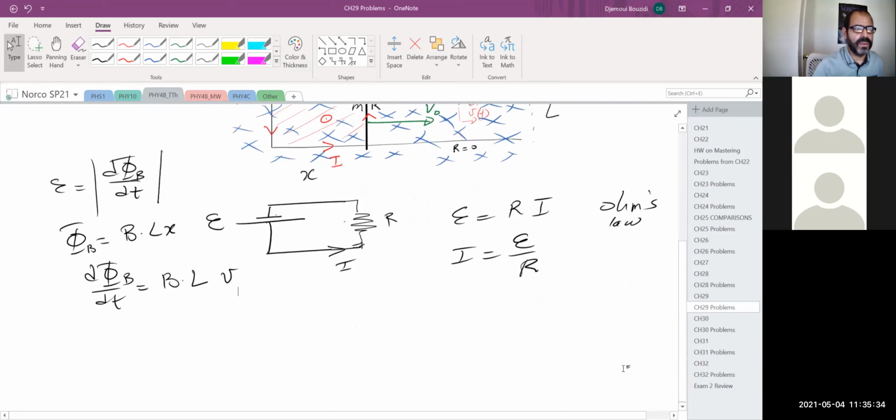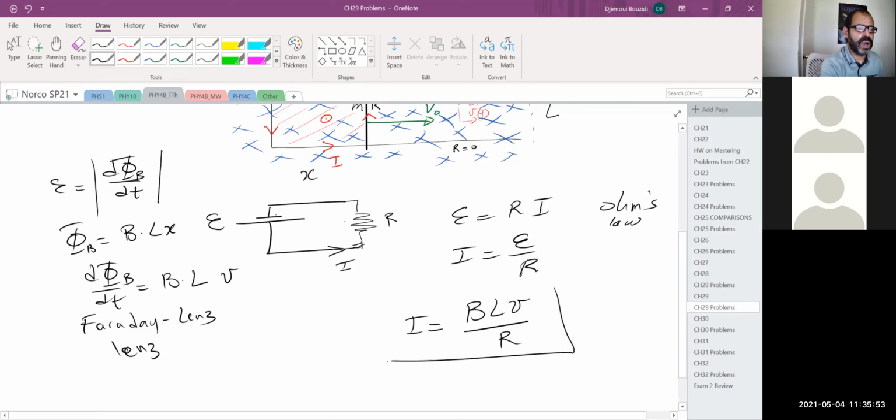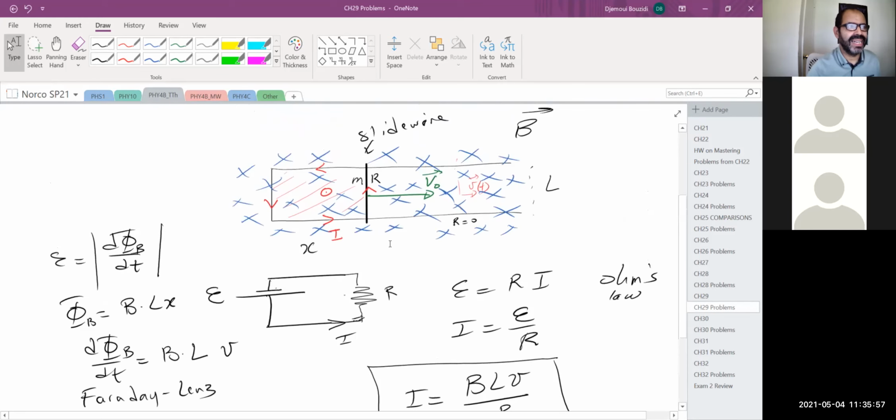So that gives me the current now. So this is Faraday's law. Faraday's and Lenz's law also was used to find the direction of this current. So the current then, when I combine the two, is equal to BLV divided by R. So this is the current now. I have an expression for the current. And the current, as you can clearly see, is pointing up in the screen.